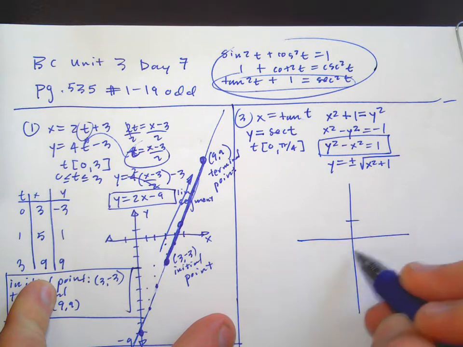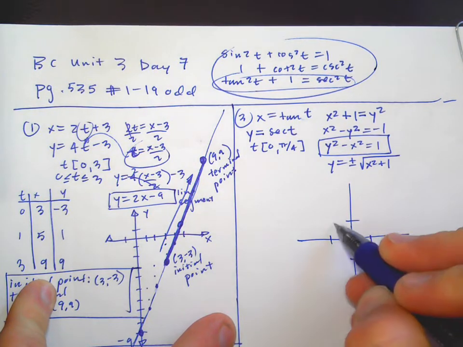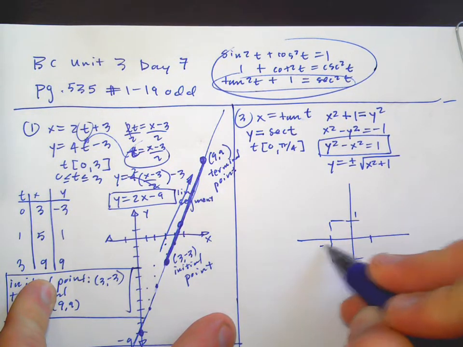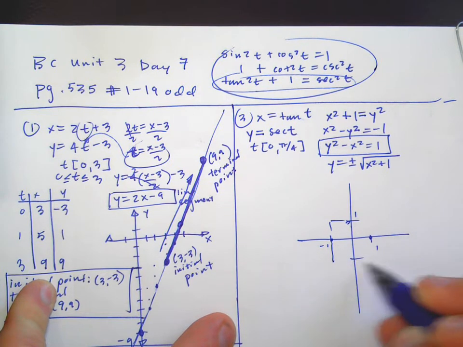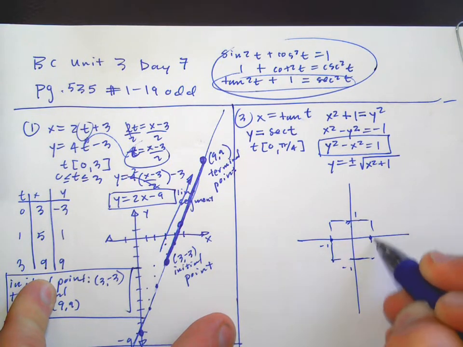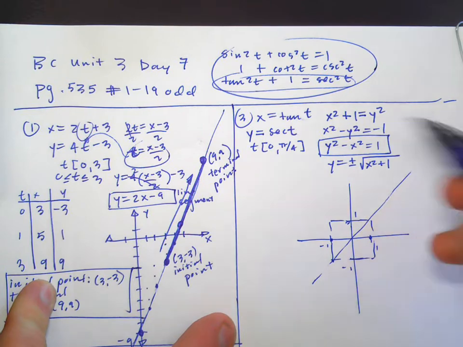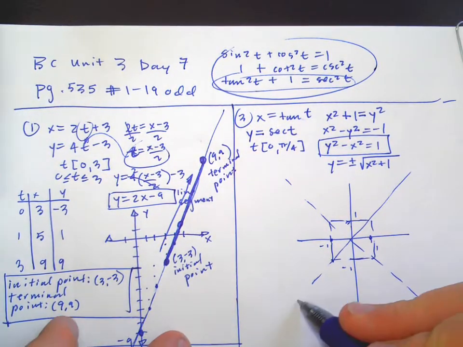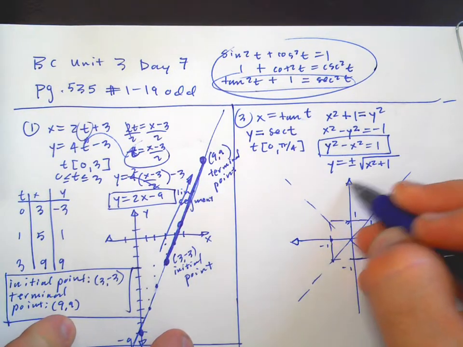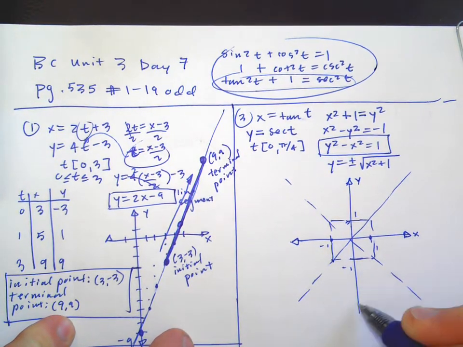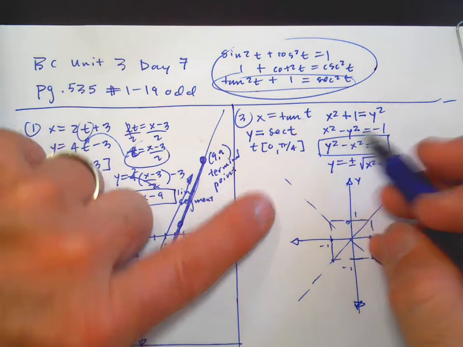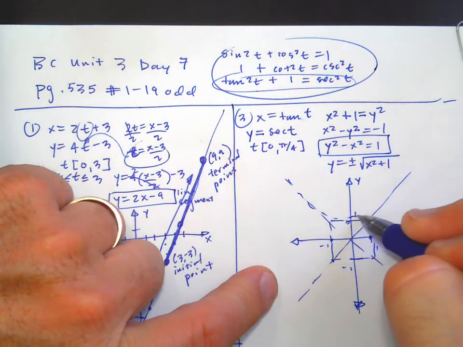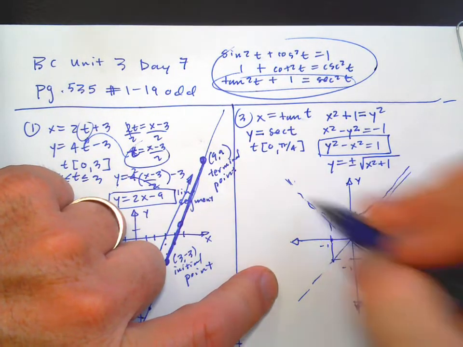So up 1, draw a box, connect the diagonals, connect the corners. Those are going to be slant asymptotes. And then because y is positive, it's going to be the up and down, top and bottom ones.